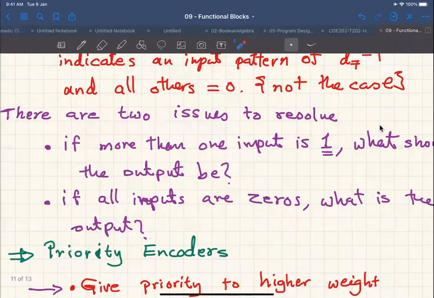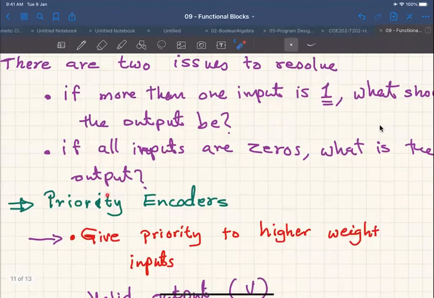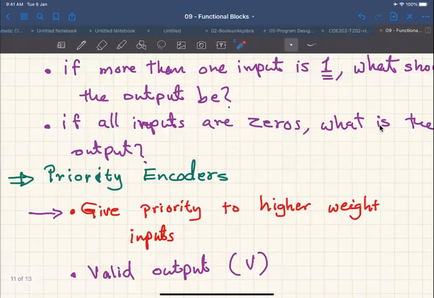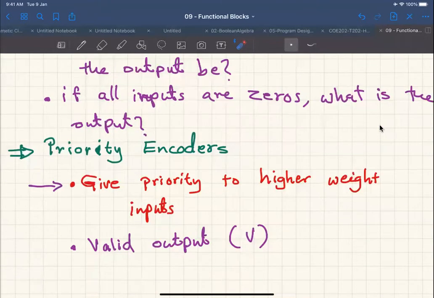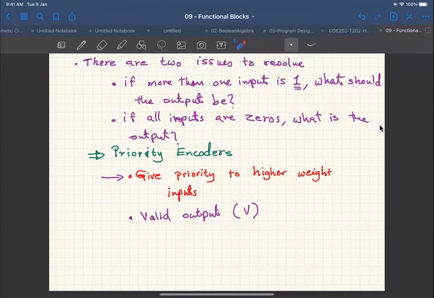The other part of the solution is that priority encoders also give us what we call a valid bit. The valid bit will be 1 if the input is valid. If the input is not valid, meaning that the input corresponds to all zeros, then the valid bit will be 0. Now I'm going to design a 4 to 2 priority encoder and show you how it is constructed.